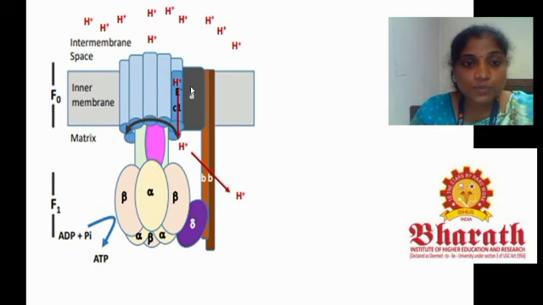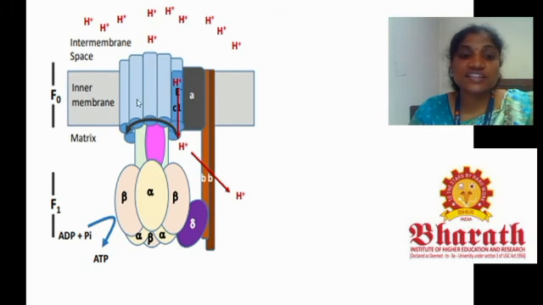In the C subunits, the H plus ions are continuously loaded, and so there will be a conformational change. This conformational change will allow these H plus ions to move outside, and ATP would be produced. So this is how the ATP synthase structure functions.